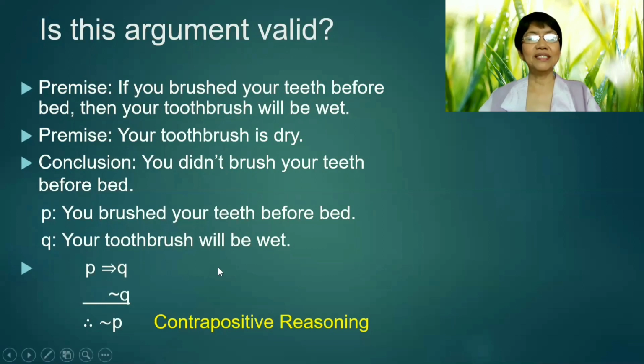So this is contrapositive reasoning because P implies Q. If not Q, therefore not P. And this is also a valid reasoning.